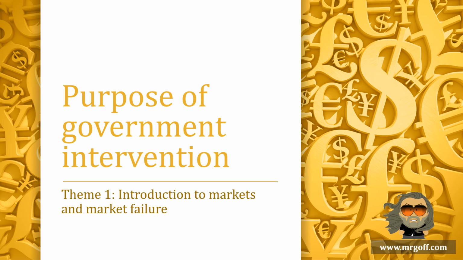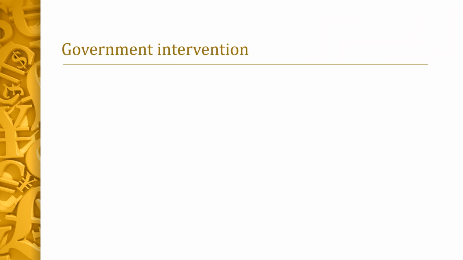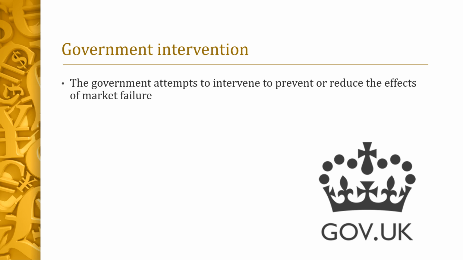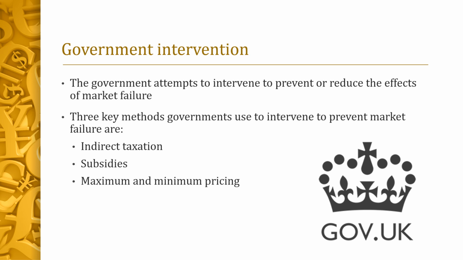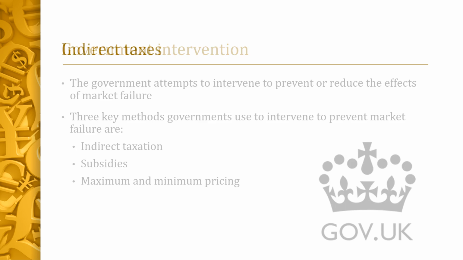This video will focus on the purpose of government intervention. The government attempts to intervene in markets to prevent or reduce the effects of market failure. Three key methods the government uses to intervene to prevent market failure are indirect taxation, subsidies, and maximum and minimum pricing. We'll take a look at each of these in more detail now to see what they're trying to achieve.